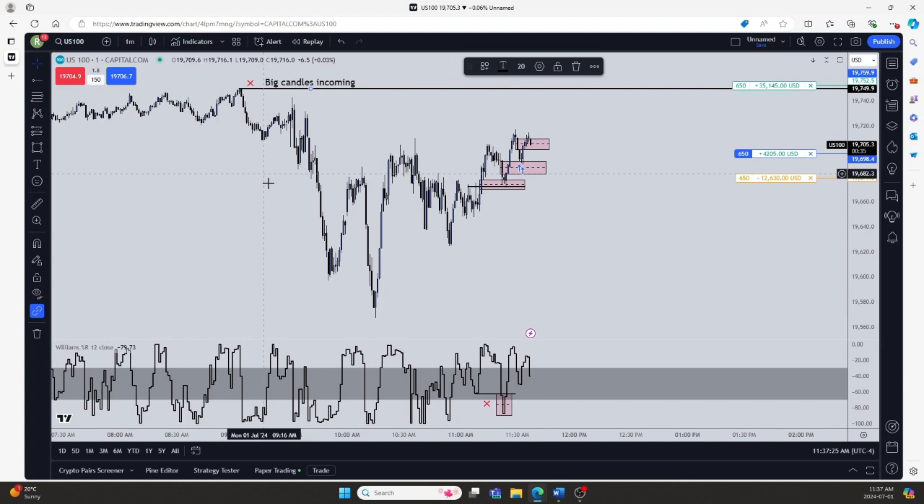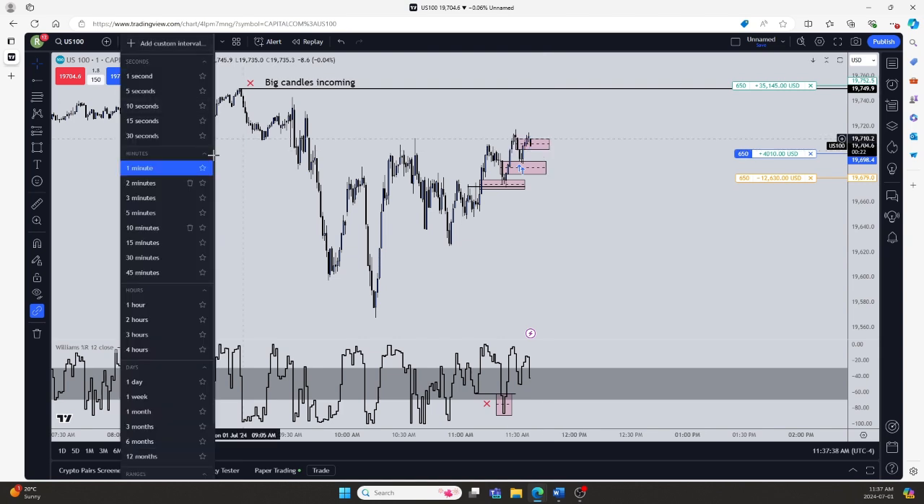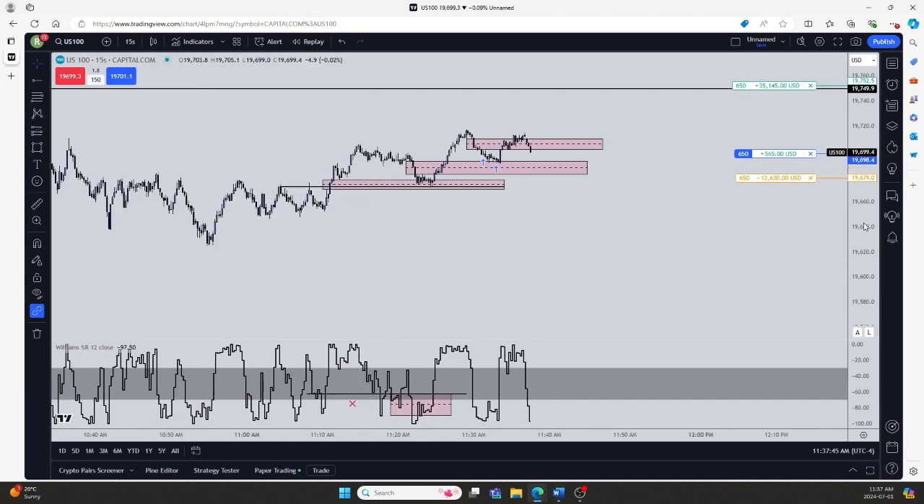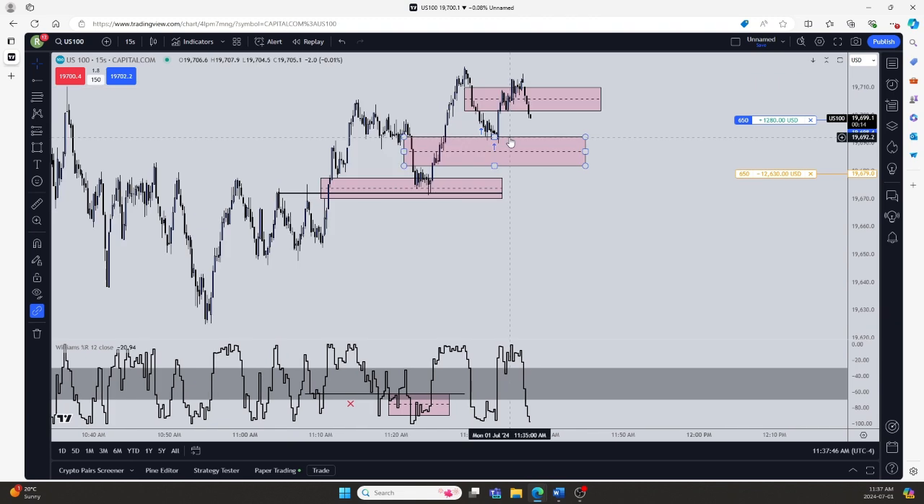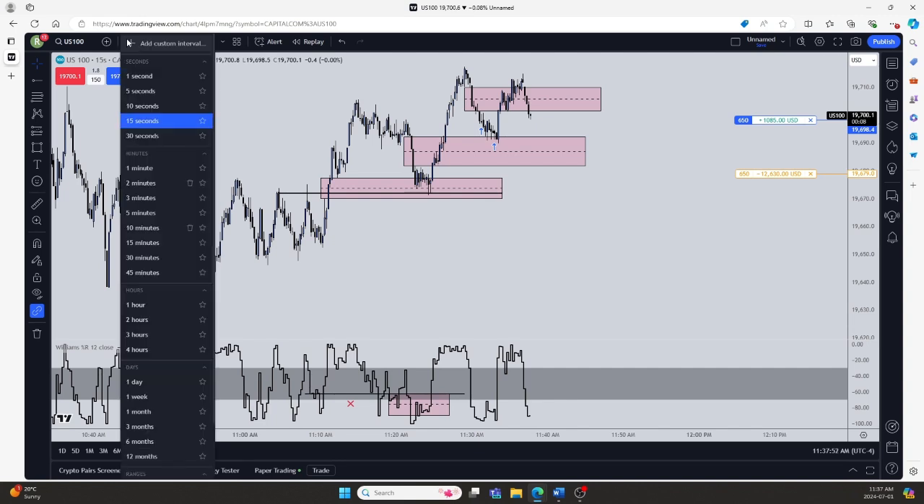And so we don't want to see this low get taken out, guys. We want to see this balanced price range hold. Just going to take a peek here on the lower time frame. Yeah, so we need to reject out of here fairly soon.